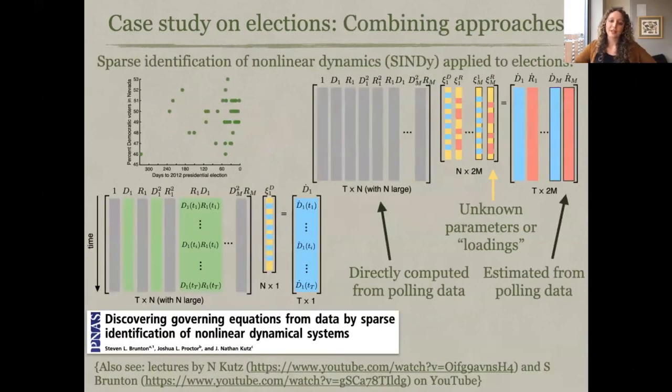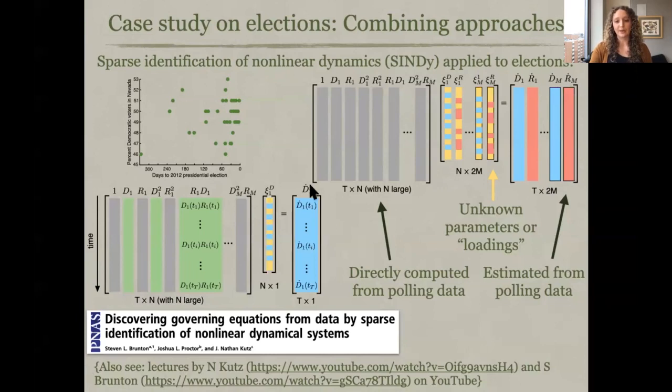Okay, so the final thing I'll talk about today is another approach to forecasting elections: to combine ideas from both the statistical community and the modeling community and use something called sparse identification of nonlinear dynamics. You can see the references for this idea here. But the idea is, instead of specifying that the model is a disease model and specifying the exact form of it, what you do is use your data to discover what the equation should be.